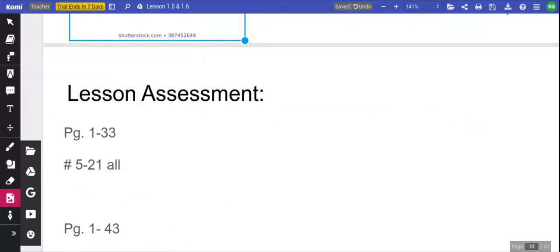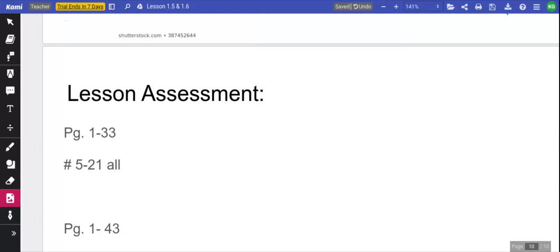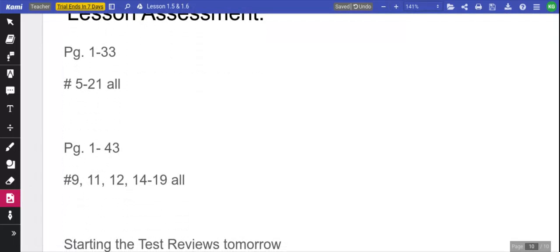Okay, so for the assessment, the first page is over the 1-5, and then the second page is over the 1-6.